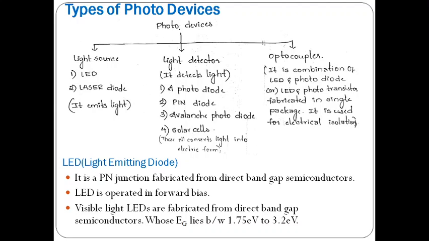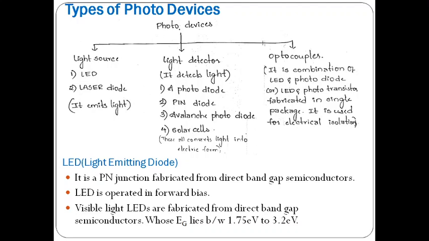Whatever the released energy in the form of photons, it is nothing but light. Yes, this light will be emitted in this p-n junction diode. That's why we are calling it a light emitting diode. So these direct band gap semiconductors are used to fabricate light emitting diodes. In a normal p-n junction diode, we are using indirect band gap semiconductors.